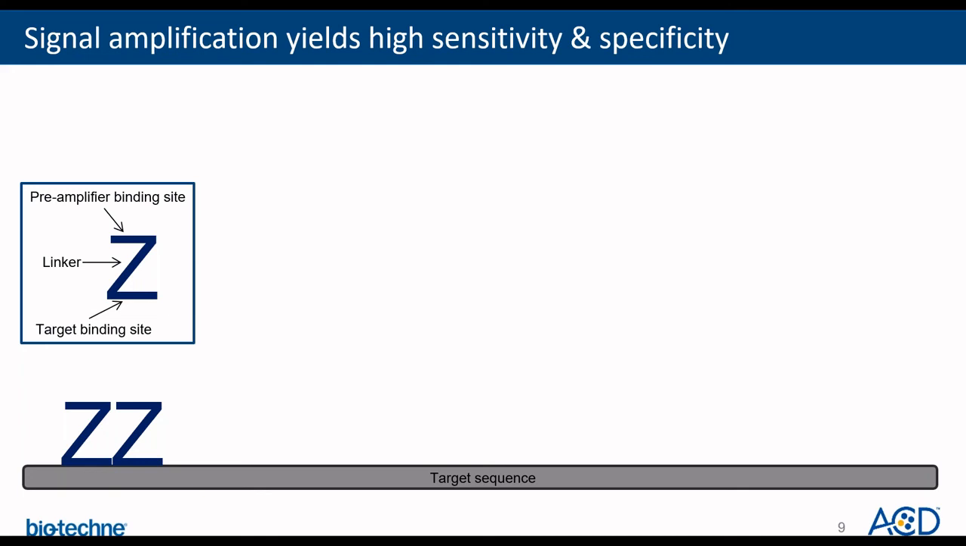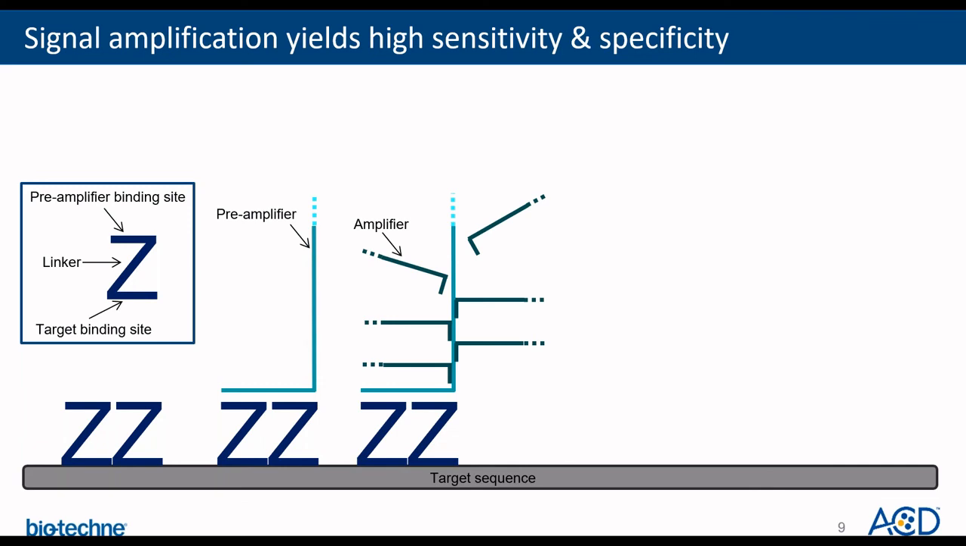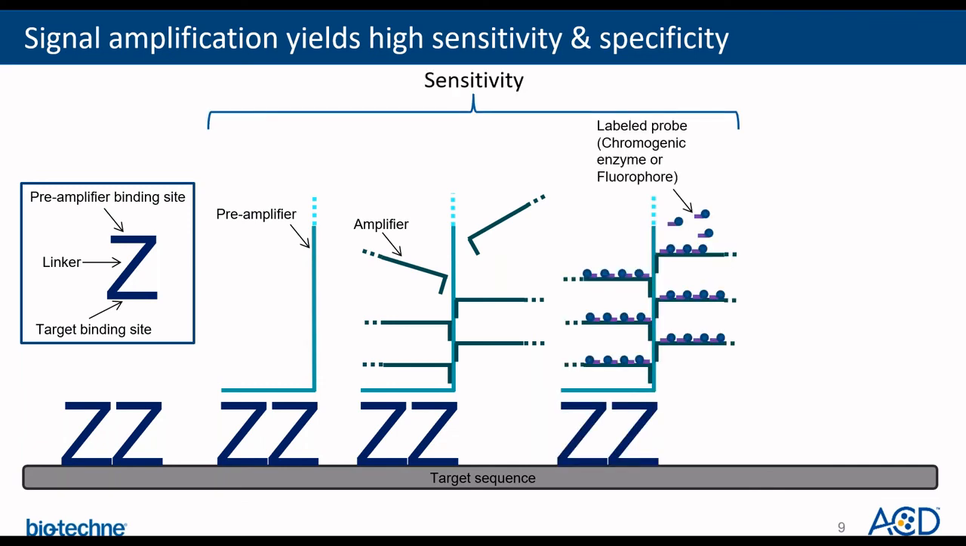Once a ZZ pair is bound in tandem to the target, a preamplifier can bind the opposite end of the pair, after which the amplifiers bind to the preamplifiers, followed by which the chromogenically or fluorescently labeled oligos bind to the tree. This amplification system allows for visualization of single RNA transcripts, and hence very low levels of target can be detected.